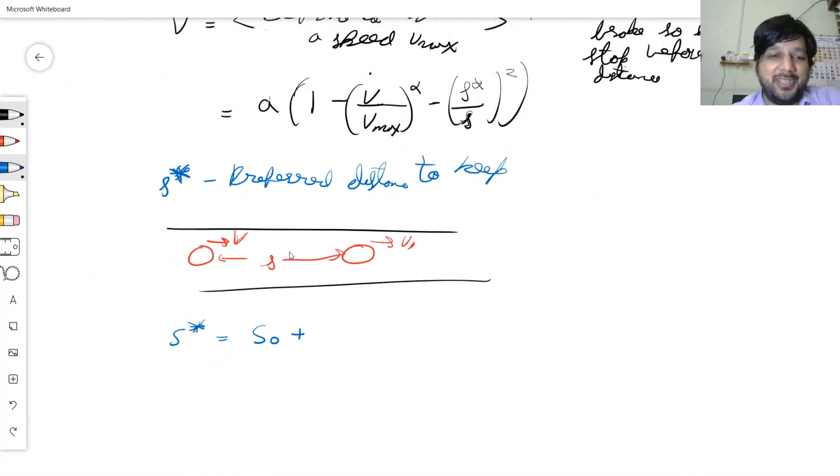So if my speed is large, then my preferred distance will be large. So that's V, and let's normalize it by V max, and let's have a proportionality constant S1. Now it really turns out that you can drive at 100 km per hour, you can drive at 120 km per hour, but then when your speed increases, you don't linearly increase the distance from the vehicle in front. So that'll be too much. So let's keep a square root.